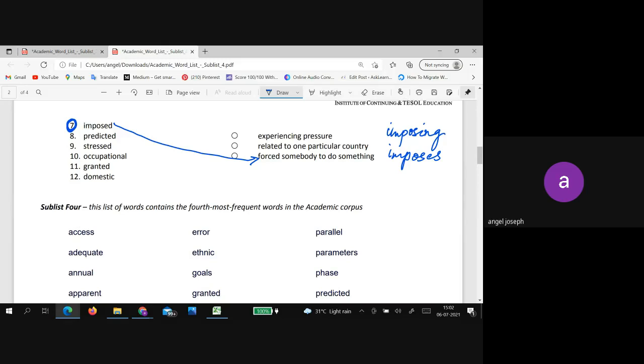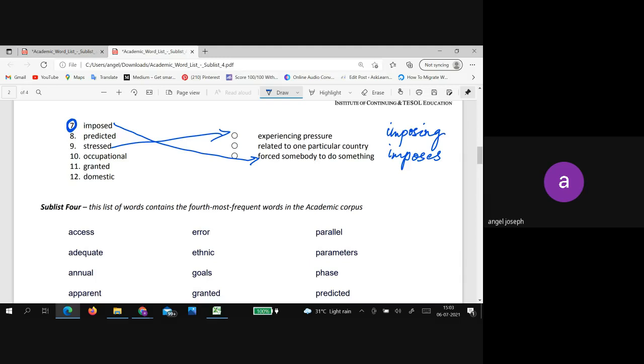Predicting. Do we have a word that is the meaning of predicting here out of the two options left? No. Experiencing pressure related, no. What is the next one? Stressed. I don't need to explain this, everyone knows. Ramya, are you feeling stressed today with these exercises? No, ma'am. Great. So look at the three options and tell me, what do you mean by the word stressed? Experiencing pressure. Yes, absolutely correct. Experiencing pressure.